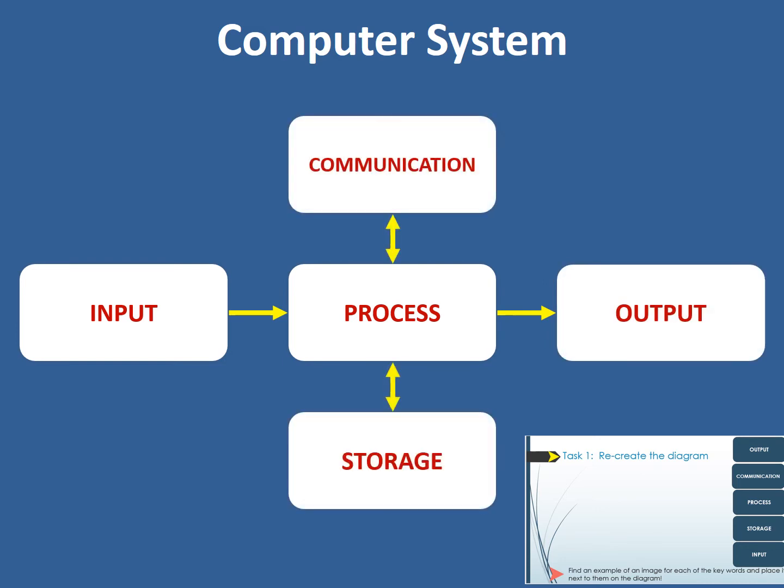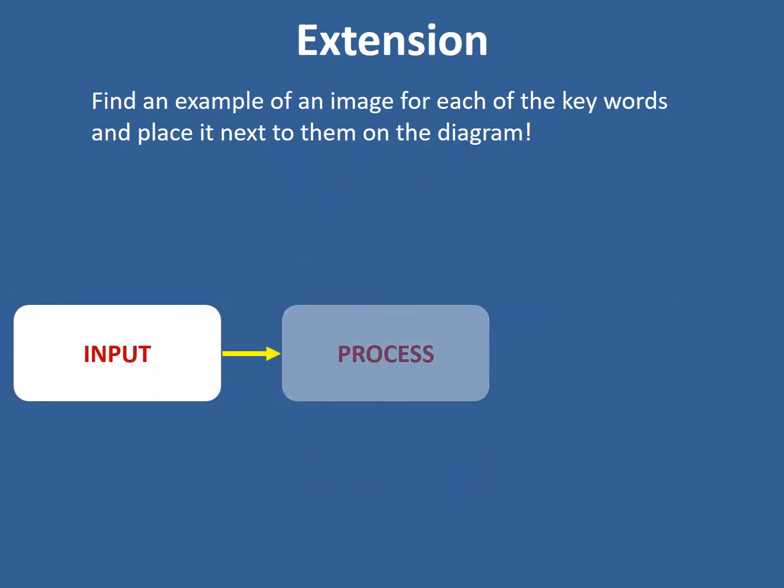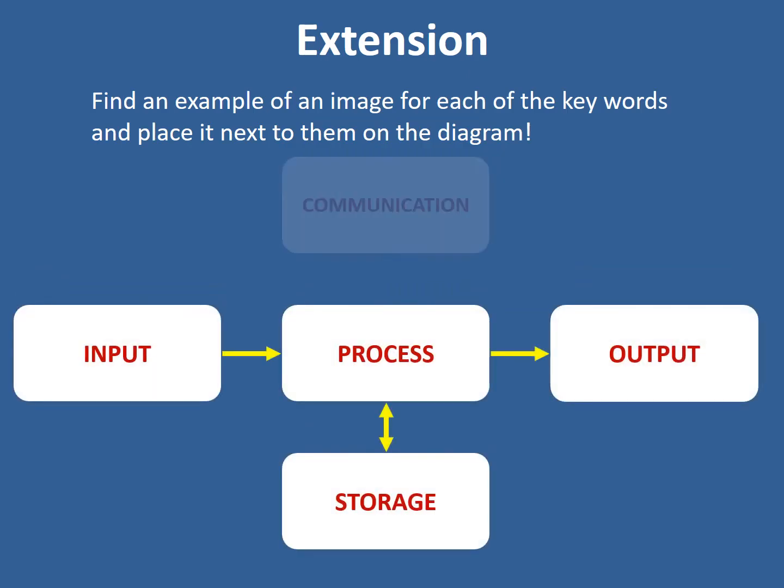A computer system can be thought of in the following way. We have a series of inputs which are processed within the system and turned into outputs. We may store some data. We may communicate with other computer systems. I want you to pause the video and recreate this diagram in your workbooks. The extension to this activity is to try to find an example image of each of the following.